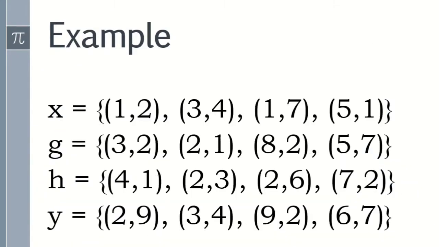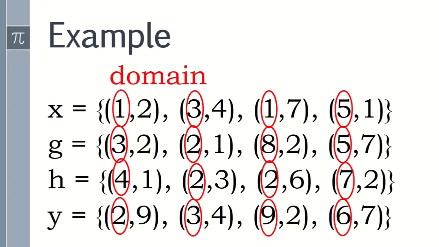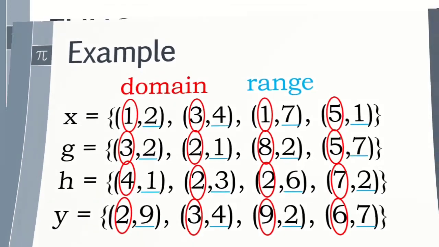These are the relations x, g, h, and y. The set of ordered pairs consists of the following. Sabi natin kanina sa definition, the set of all first elements of the ordered pairs is called the domain. So, ito yun lahat sila. And the set of all second elements is called the range. Okay, so yung mga naka-encircled numbers, yun ang domain. At ang mga naka-underlined naman ay yun ang tinatawag natin na range. Let's proceed.